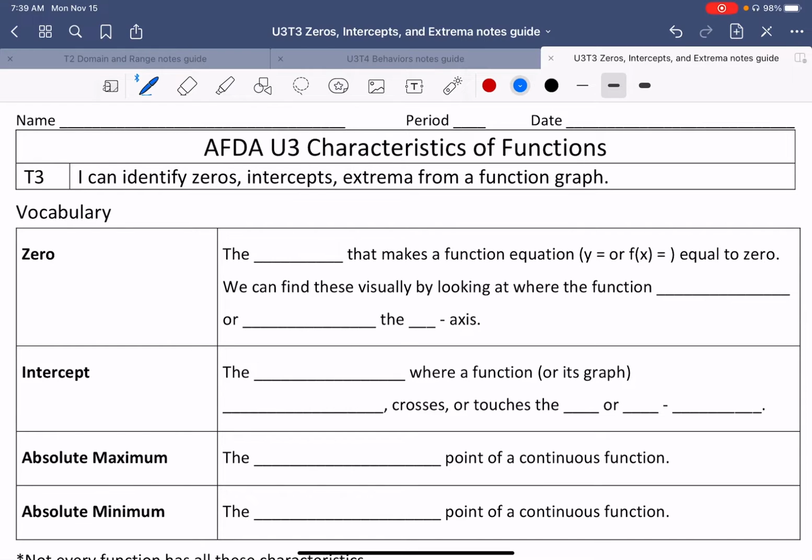Today we're going to take a look at target 3 from unit 3, characteristics of functions. Our focus is going to be on identifying zeros, intercepts, and extremes from a function graph. Some of these terms are going to be familiar, some of them might be new.